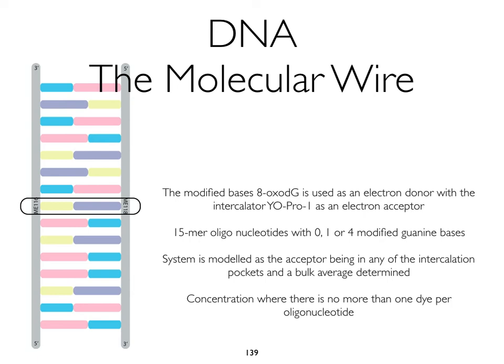Now we can see, if I then put an acceptor molecule in, what's going to happen is the damaged base, this 8-oxoguanine, is going to be my donor, and I put an acceptor molecule in, I can start to see quenching of the fluorescence of the acceptor molecule, and I can then look at how well DNA can conduct electrons along its structure, or more precisely, how far DNA damage can migrate along a piece of DNA.